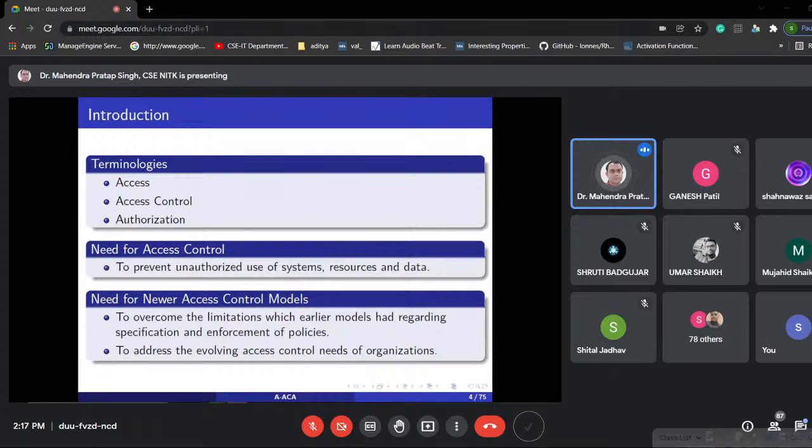So one thing is very clear. If you want to prevent the unauthorized use of system, resources, and data, then you should have some sort of access control mechanism running in the backend of your application in order to control who can access what, when, and from where. There are various types of access control models. I'm not going to cover all. I'm going to cover 3 basic access control models. One is traditional and 2 are, you can say, recent access control models.